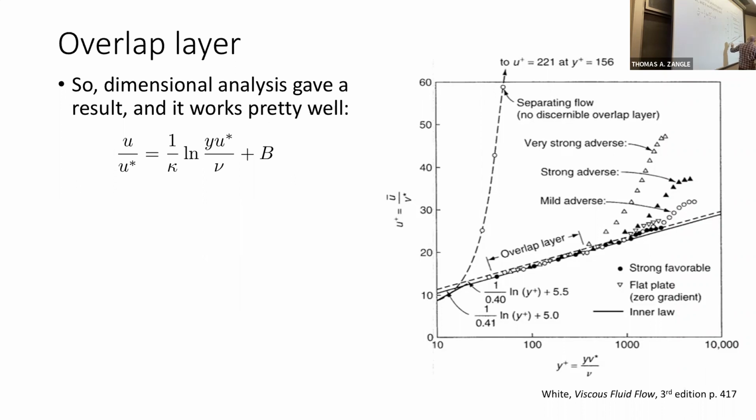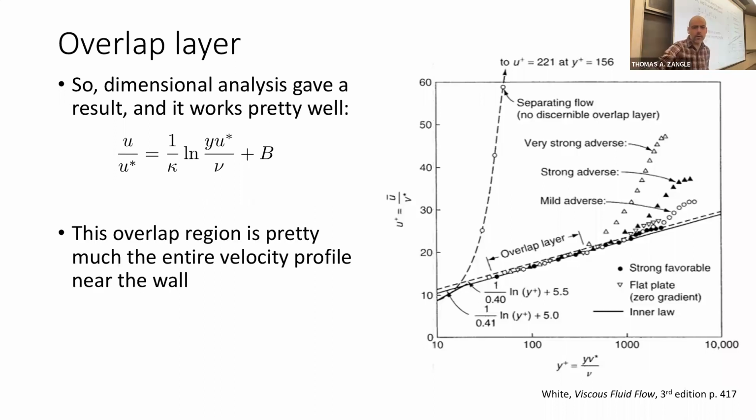And we can see that, in fact, we have really good agreement, at least within this overlap layer, which is this region here. This velocity profile works really well, right? So everything lies along this solid line defined by the kappa of 0.41, B of 5.0, right in this region here. So within a pipe, this overlap region is pretty much the entire velocity profile that we care about.